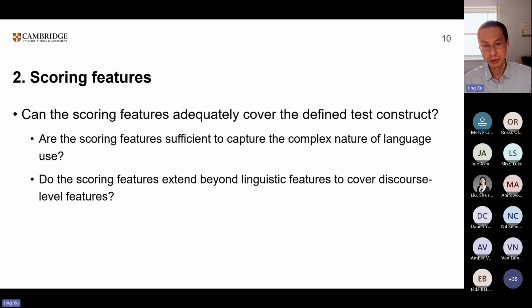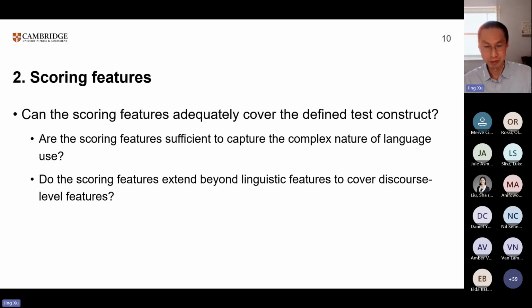Also, scoring features: when you train a model, you would think about what features are construct relevant. The question is, are the scoring features sufficient to capture the complex nature of language use? One person had a question about whether pragmatic competence is captured by the automated scoring system. This is a really good question because this is a higher-order skill. I would say most of the scoring features that we use right now address surface language use, like linguistic features such as punctuation, fluency, vocabulary use, grammatical accuracy, and complexity.